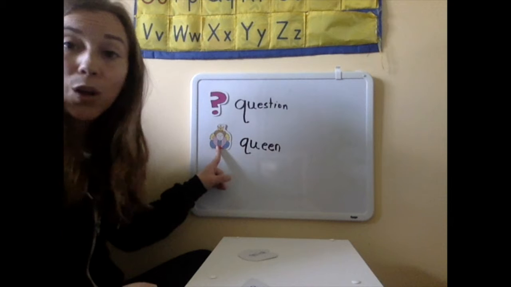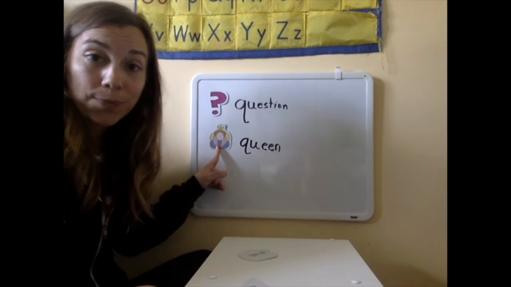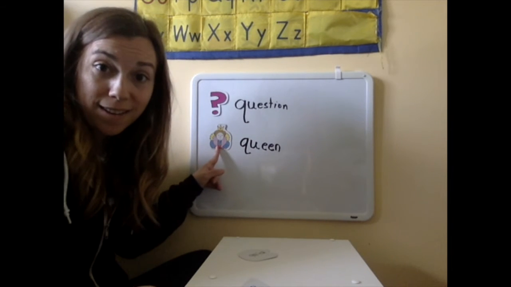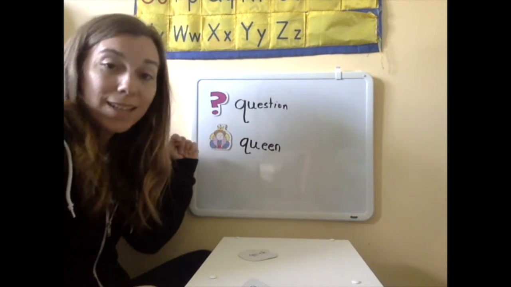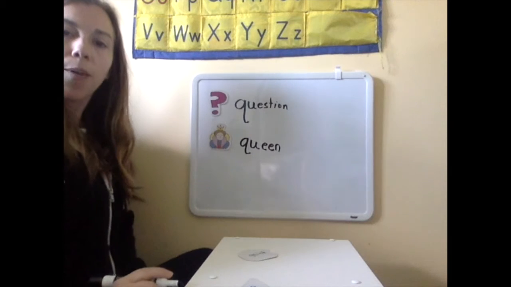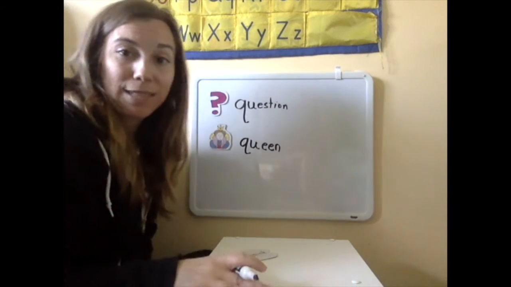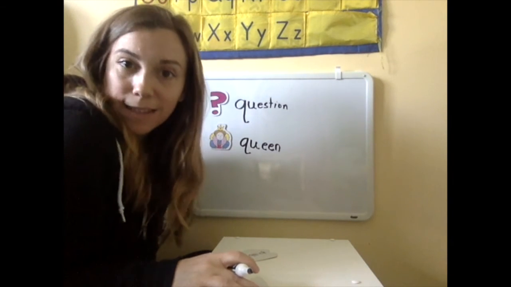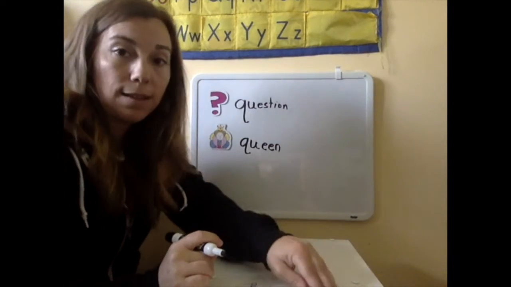Queen starts with Q. Do you ever pretend to be a queen? That's a question. Sometimes I pretend to be a queen. Put my crown on my head, and I walk tall, and I pretend that I'm like a queen, like Elsa. All right, let's see what else.